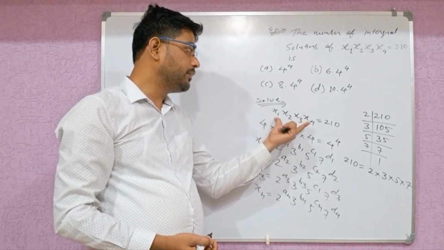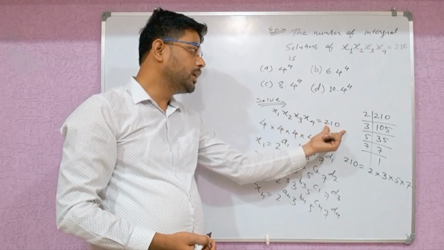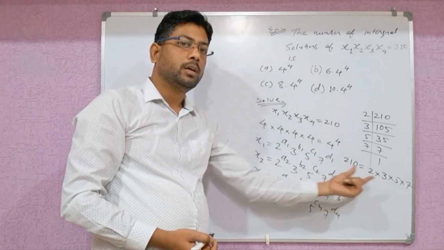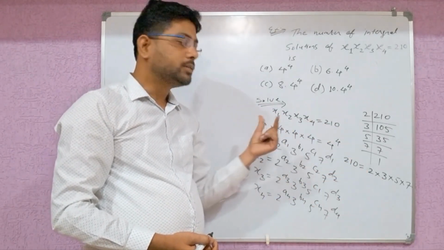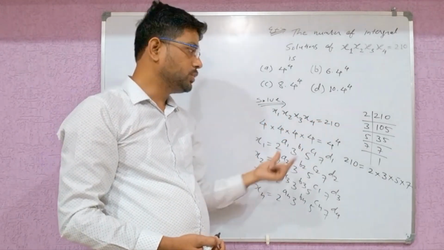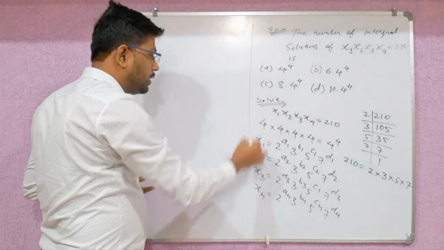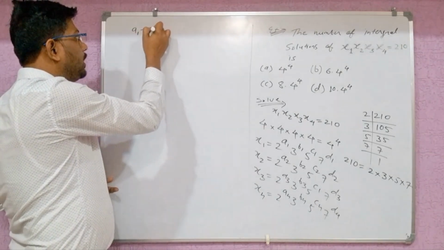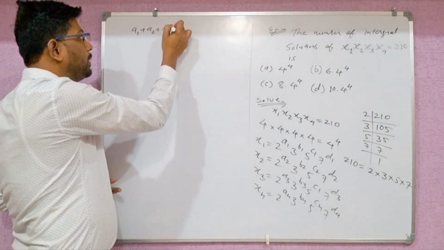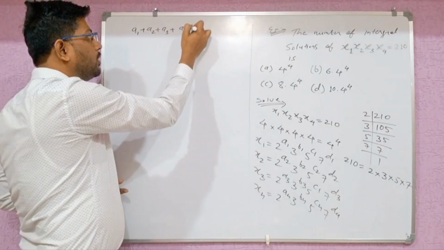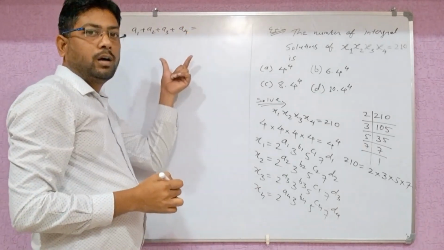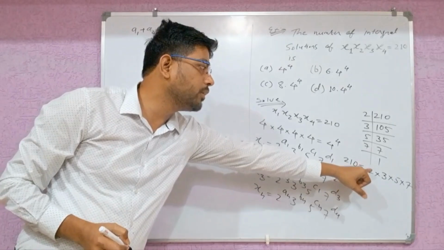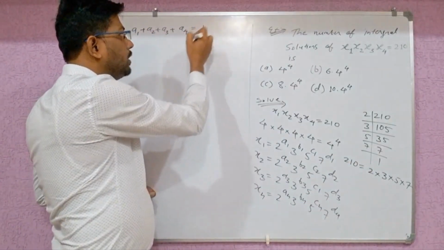That is here in the left hand side, and this right hand side 210 can be written as 2 into 3 into 5 into 7. So if I compare the powers of 2 on the left hand side and right hand side, this will be a1 plus a2 plus a3 plus a4. This is the power of 2 in the left hand side, and in the right hand side the power of 2 is 1. So this will be 1 here.